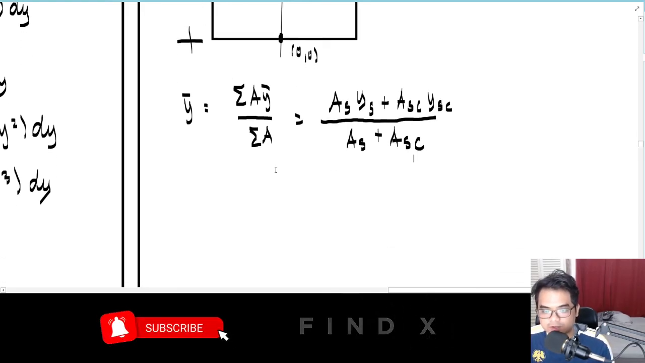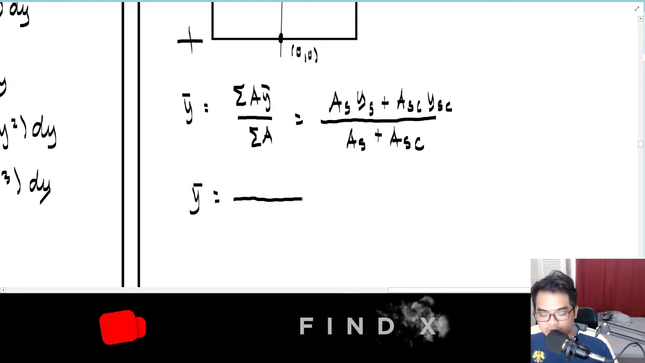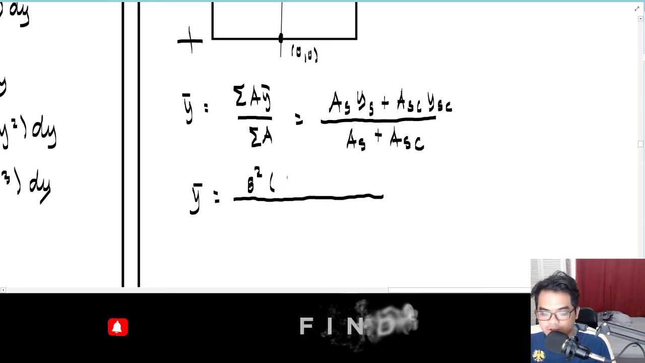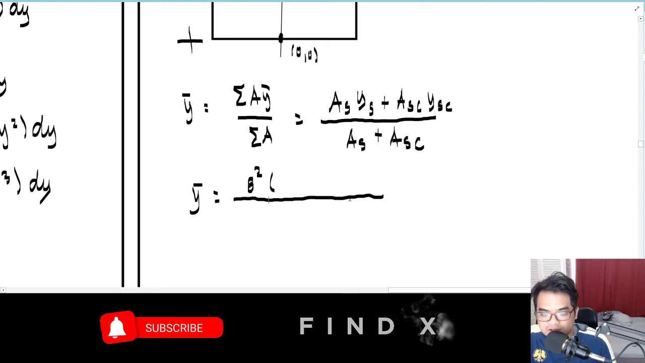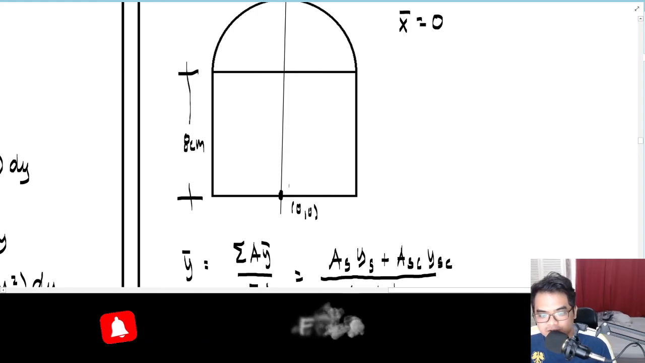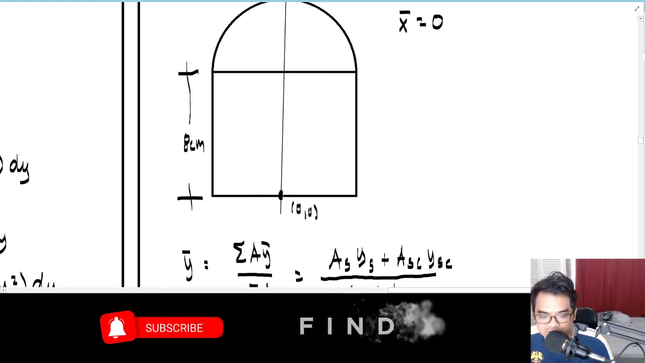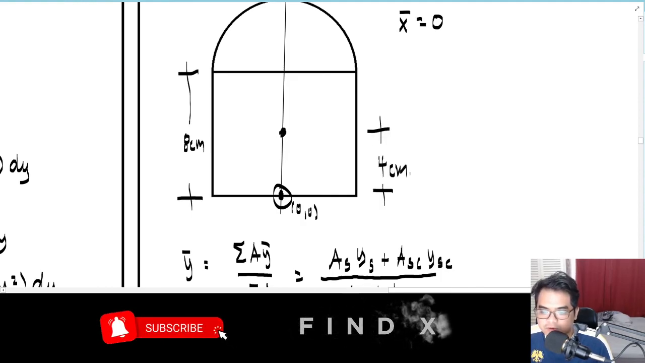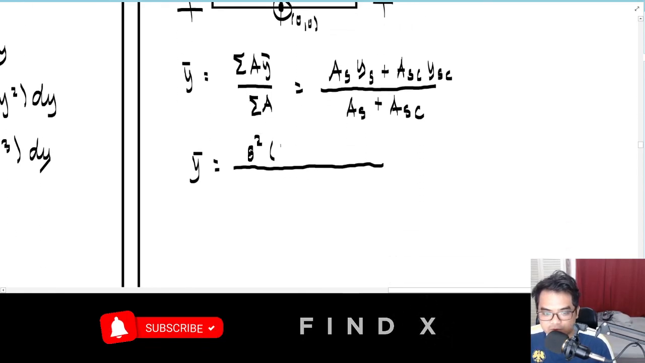So what happens here is this y prime now is equal to the area of the square. Of course, the area of a square, with one side 8 centimeters, is just 8 squared, times the distance from the base to the centroid of the square. The center of the square is here, right? So this is just 4 centimeters.